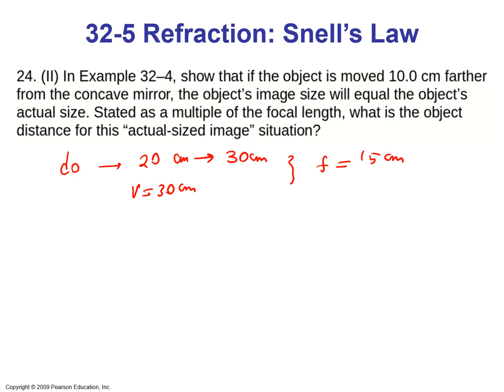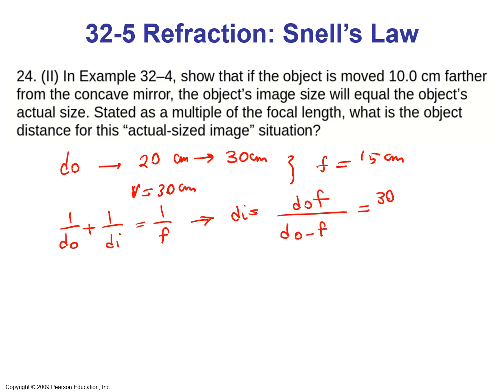Just plug in these values. 1 over d object plus 1 over d image is equal to 1 over f. Solve it for d_i, which is equal to d object multiplied by f, divided by d object minus f, which is 30 centimeters multiplied by 15 centimeters divided by 30 centimeters minus 15 centimeters, and that gives us 30 centimeters.